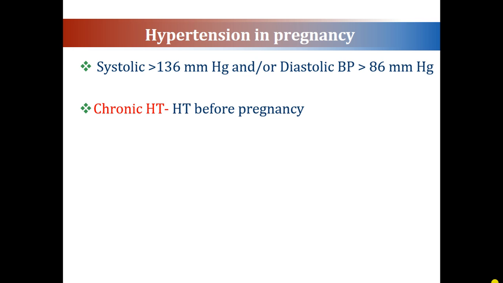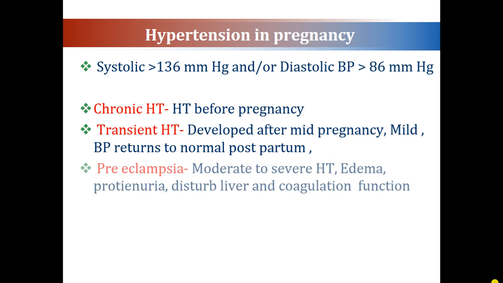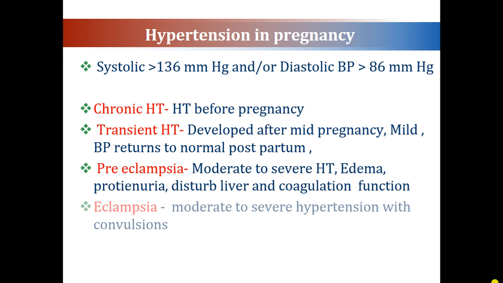One is chronic hypertension, where hypertension was there before the pregnancy. Second is transient hypertension, which is developed after the mid-pregnancy, mild in nature, and BP returns to normal postpartum. And third is preeclampsia, where moderate to severe hypertension is there, which would lead to edema, proteinuria, disturbed liver function, and disturbed coagulation function, and it is a complicated situation.